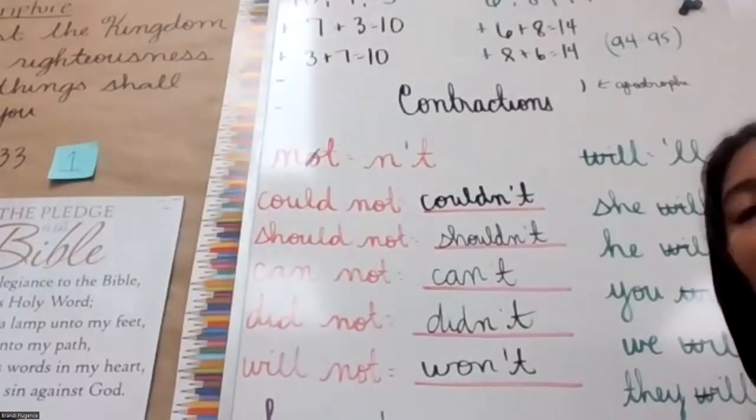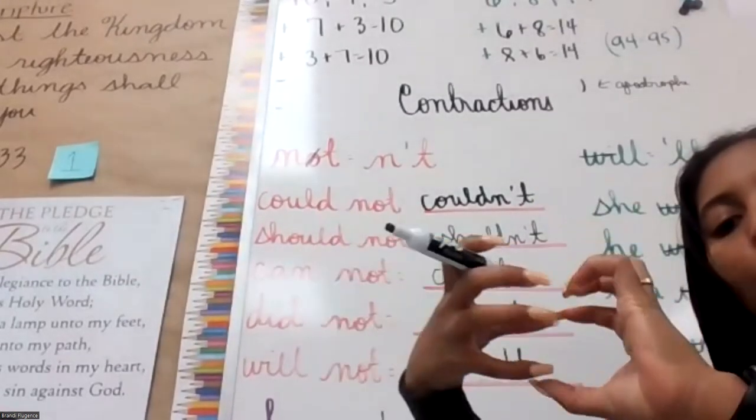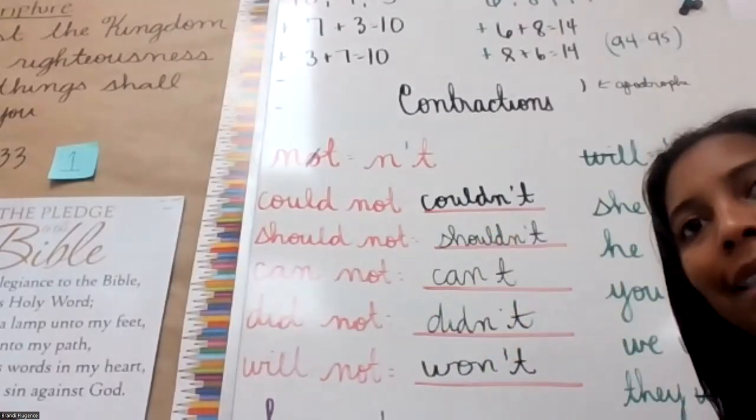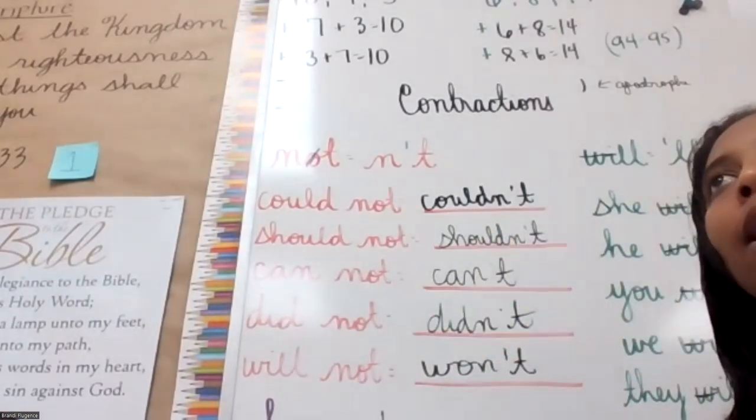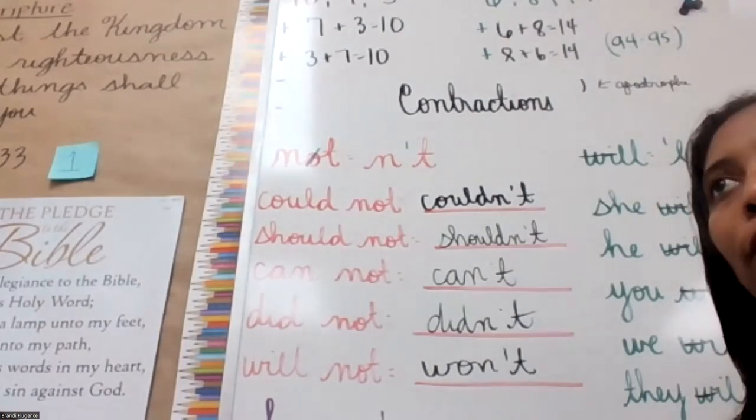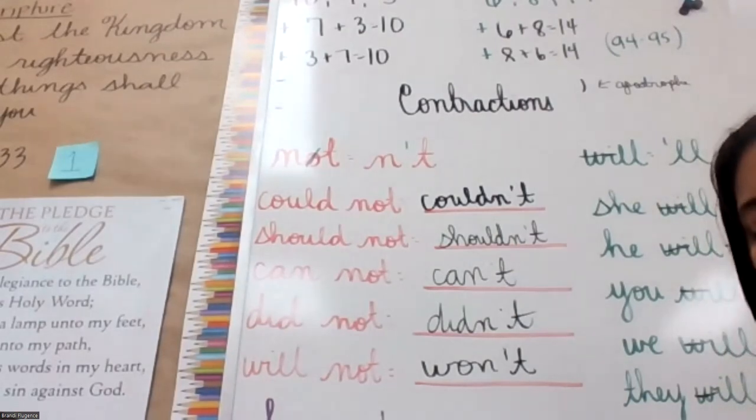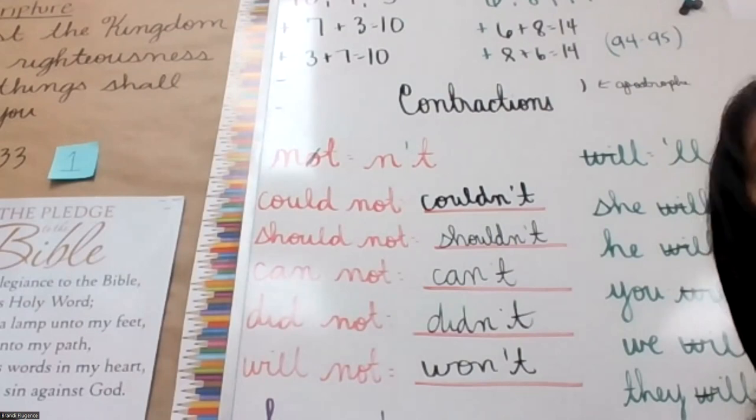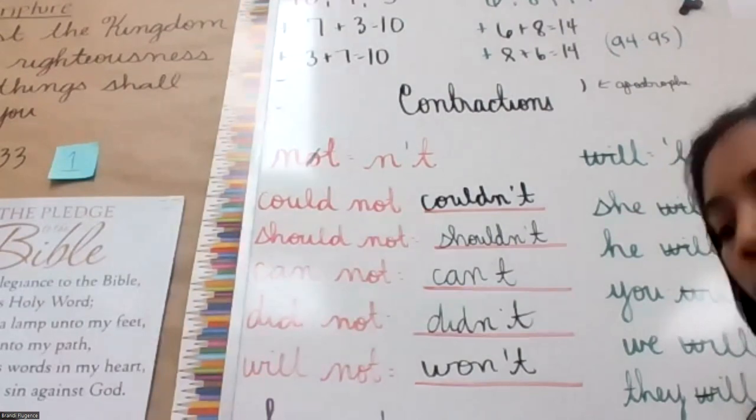So a contraction is when you have two words that you join together to make one word and you shorten it by taking out some of the letters. Those letters that you took out, you put an apostrophe in place of. All right? Okay, good. So that's contractions. That's our phonics lesson for today. Your phonics test is tomorrow.